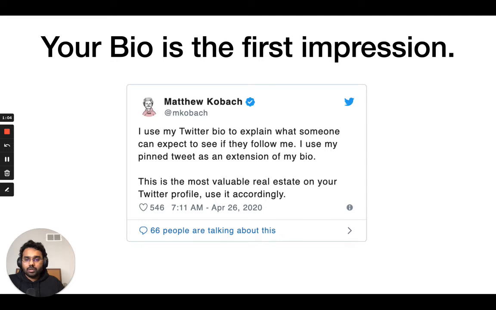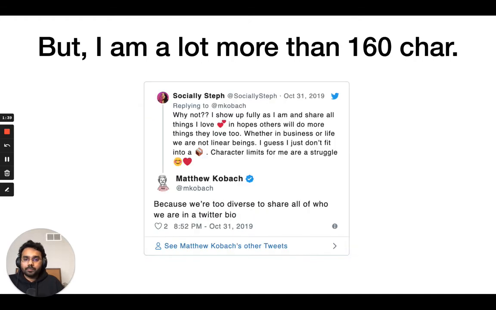And this is a good tweet by Matthew Kobach, and he explains how he uses his Twitter bio. He says, "I use my Twitter bio to explain what someone can expect to see if they follow me. I use my pinned tweet as an extension of my bio. This is the most valuable real estate on your Twitter profile. Use it accordingly." This is so true. This is actually the most important real estate that you have in this tiny world of Twitter, so you have to be smart about how you present yourself.